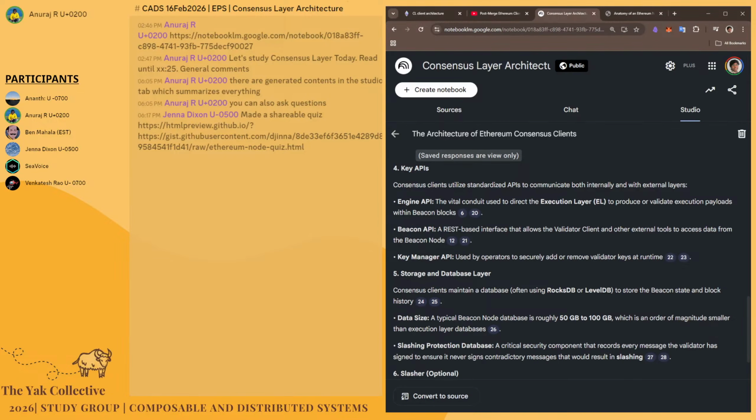So it's not like the Bitcoin node, where you just run something and it keeps on running, like an executable. Here there are so many moving parts.